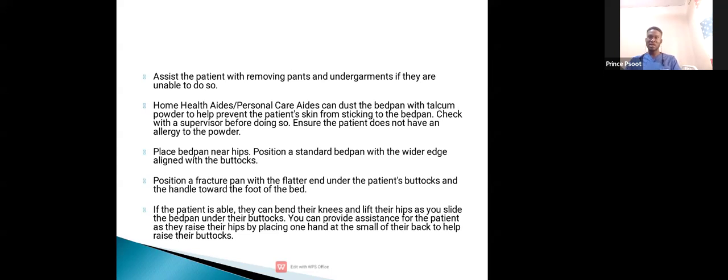If the patient is able, they can bend their knees and lift their hips as they slide the bedpan under their buttocks. But if not, you can provide assistance as they raise their hips by placing one hand at the small of their back to help raise their buttocks.